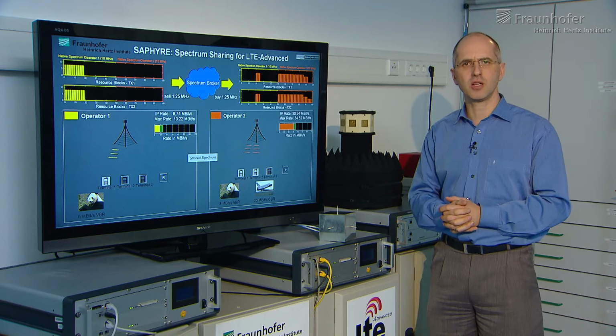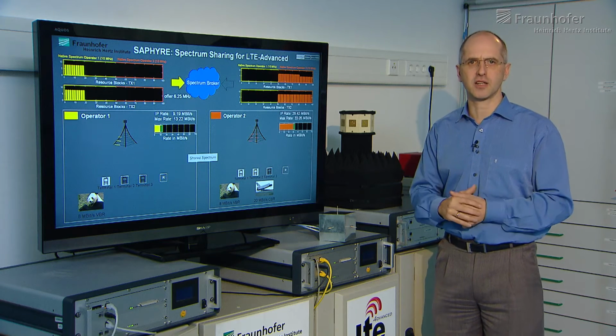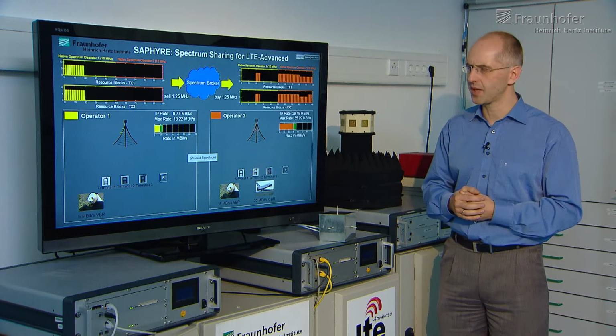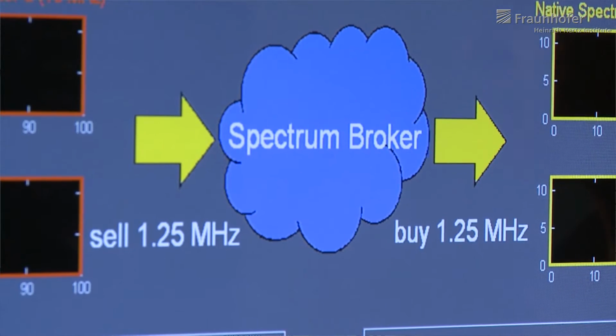This is possible by means of carrier aggregation, a feature standardized in 3GPP for LTE-Advanced, which allows to steer resources in another spectrum.